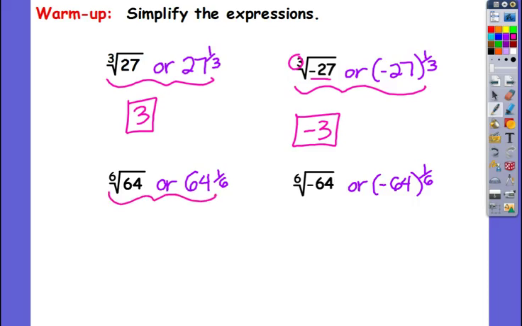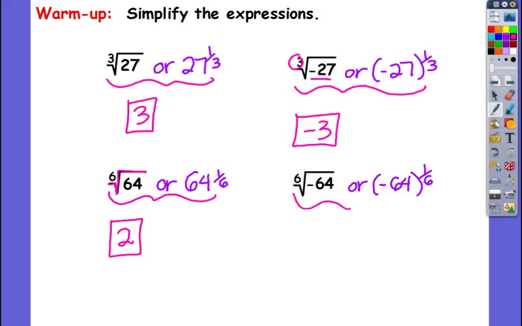What number to the 6th power is 64? Well, there might be two things. I mean, 2 to the 6th power is 64 and negative 2 to the 6th power is 64. But recall that the radical is just asking for the principal root, or in this case, the positive number, where if you take it to the 6th power, you get 64. So 2 is the only solution here.